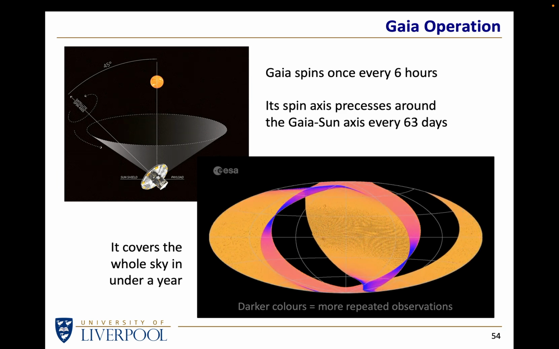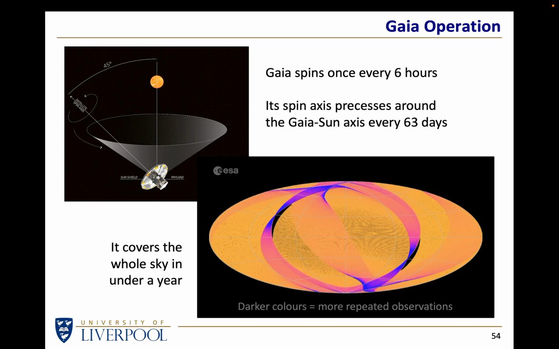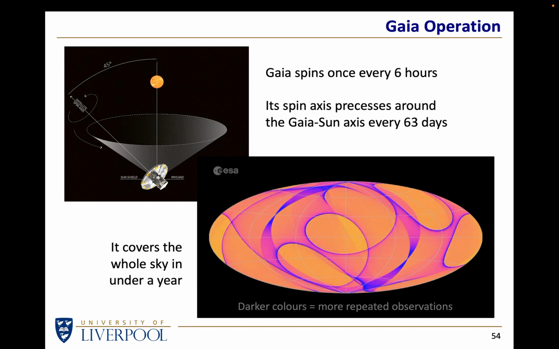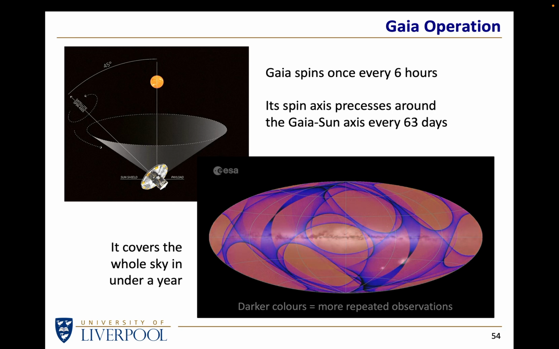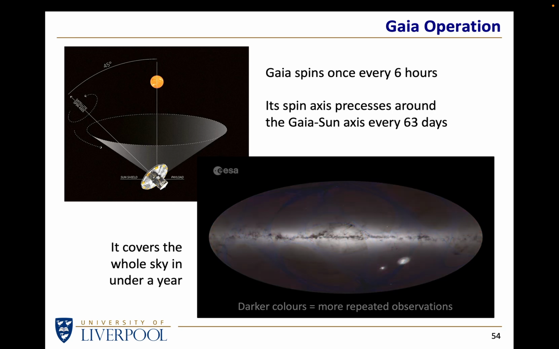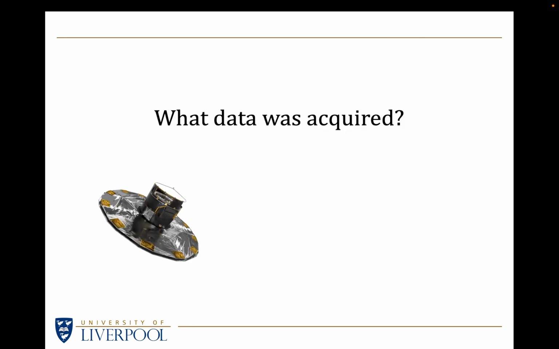The colors here represent how many times that patch of sky has been covered by Gaia sweeping out. So you can see it doesn't necessarily cover every point in the sky at the same cadence. In some cases, it's mapped a star many times. In some cases, it's mapped a star slightly fewer times, but in all cases, it gets the required precision. So what data was actually acquired during the 10 years of life of Gaia?